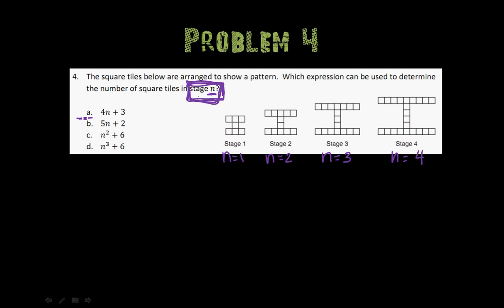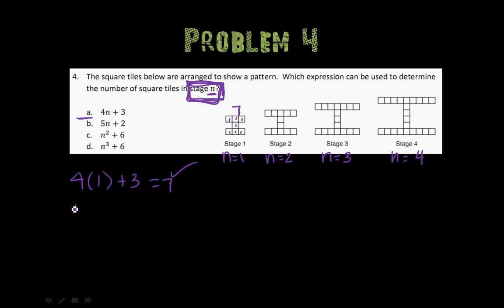I'm going to try A first, and I'm going to start with the first one. So I'd say 4 times 1 plus 3, and that equals 7. 4 times 1 is 4, and then add 3 is 7. And if you count these, you have 1, 2, 3, 4, 5, 6, 7. So there's 7 squares, which means that that works. We got 7 here, and there's actually 7 that we're counting. So far A kind of looks good.